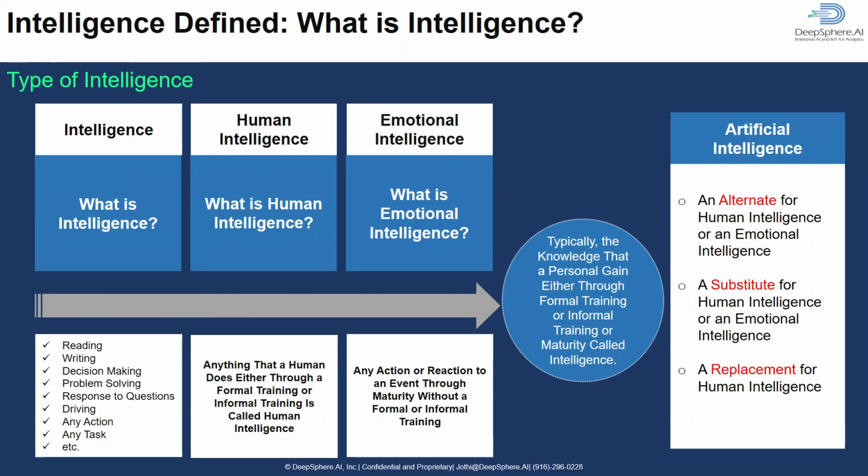So now let's come to artificial intelligence, correct? We understand what intelligence means when we say it. We understand what human intelligence is. Emotional intelligence is another component that comes as part of artificial intelligence.